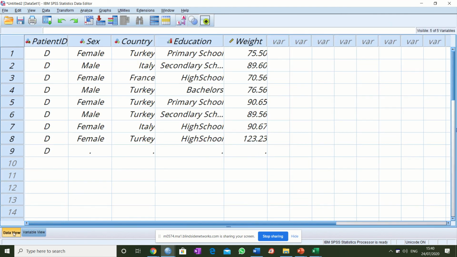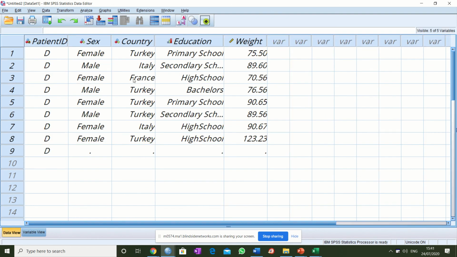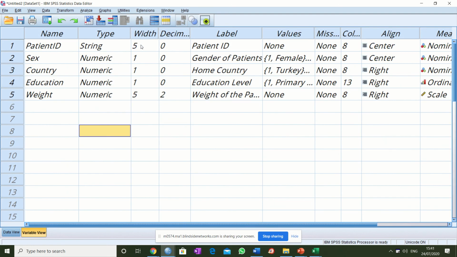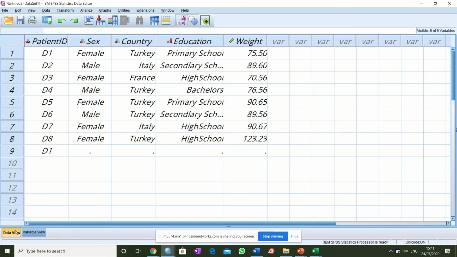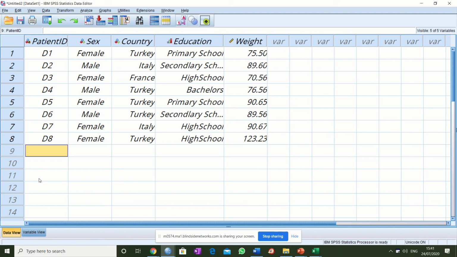So I write 2, let us see. It deleted it and didn't bring it back. So you can use this like that. Let us make patient ID 2, and let us see. Yes, okay, you see that it is okay. So this was nonsense, so if I write it by mistake, I can right click and clear it. Yes, so this is our SPSS program.